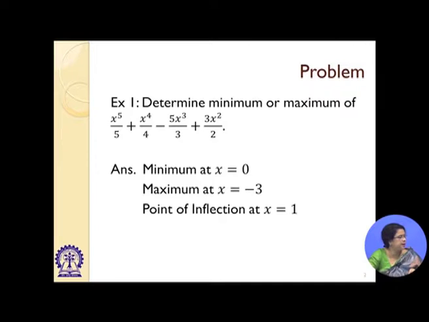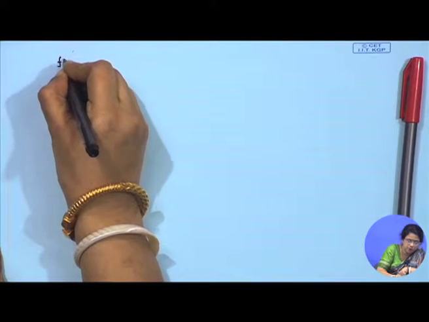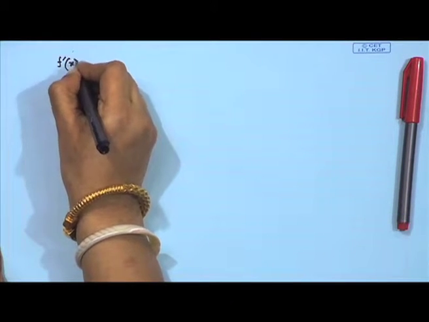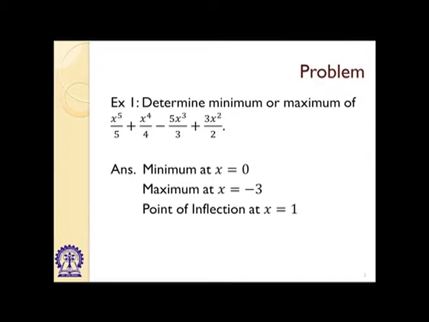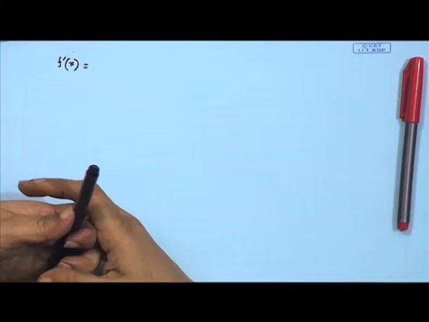The function has been given as x to the power 5 by 5 plus x to the power 4 by 4 minus 5 x cube by 3 plus 3 x square by 2. We need to find out the minimum, maximum and whether there is any saddle point or not. Now, if f(x) is given to you, first of all you have to see what the pattern of the function is. If you can find out the pattern, that would be nice.